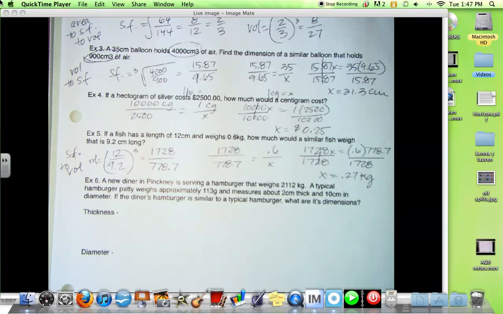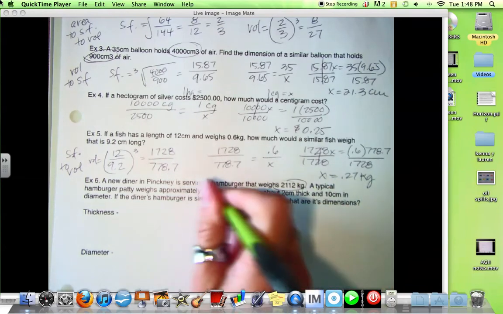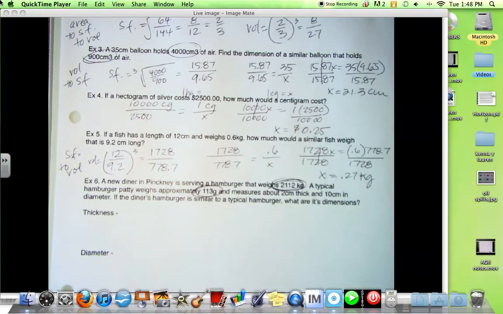Okay. A typical hamburger patty weighs approximately 113 grams and measures about 2 centimeters thick and 10 centimeters in diameter. If the diner's hamburger is similar to a typical hamburger, what are its dimensions? Would you have to do 2,112 and make it into grams? You could. So what have you been given here? The weight, which is a ratio of 2,112 over 113. Is it a scale factor or is it volume? A volume. Because it's weight.